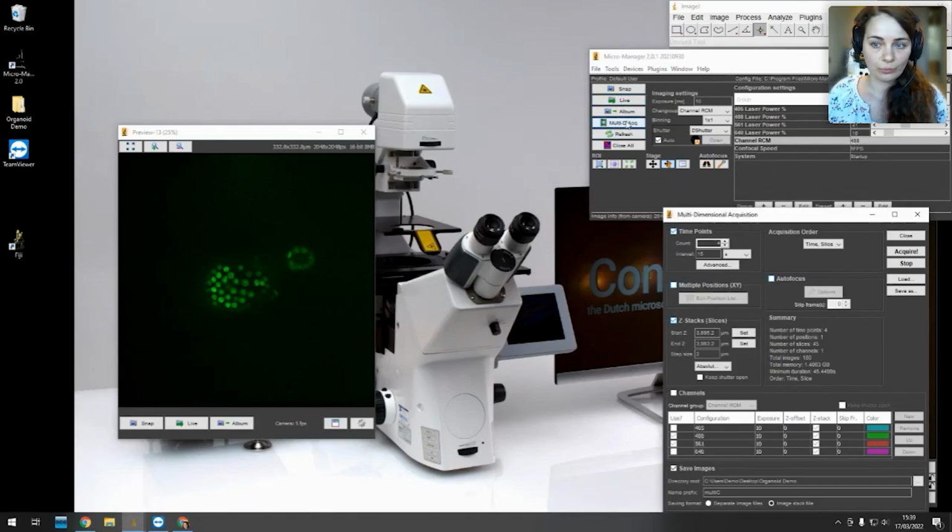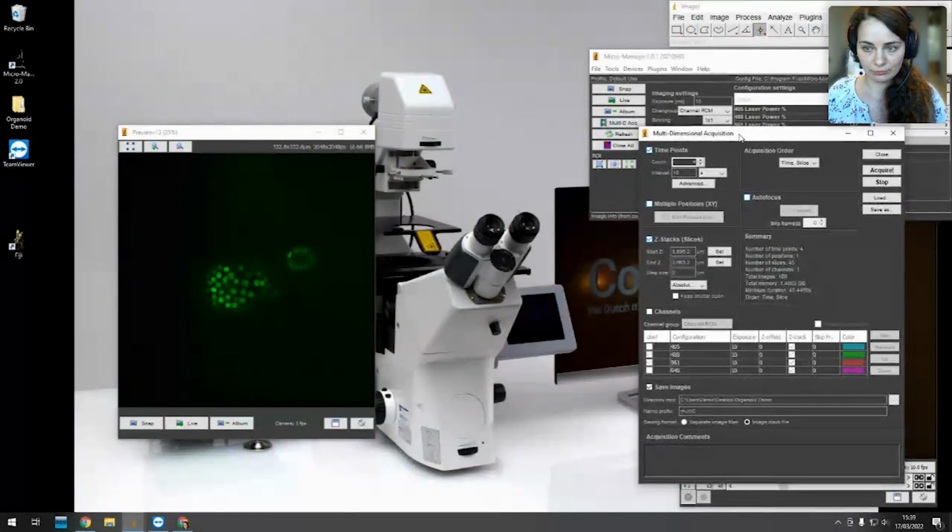With NL5, we can also do a multidimensional acquisition. If I open the tab, it allows us to do time-lapse imaging, long-term time-lapse imaging, also multi-position. So if you have multiple wells with multiple organoids, you can just quickly scan through them with this tool.